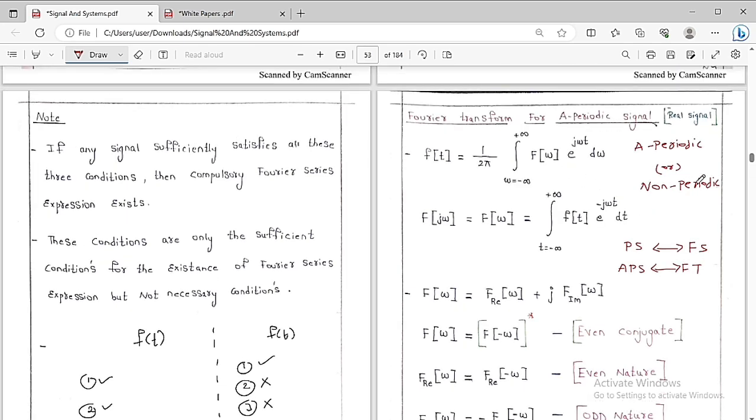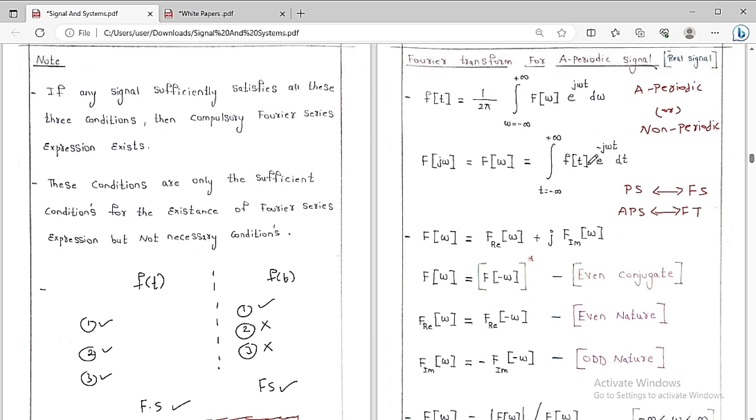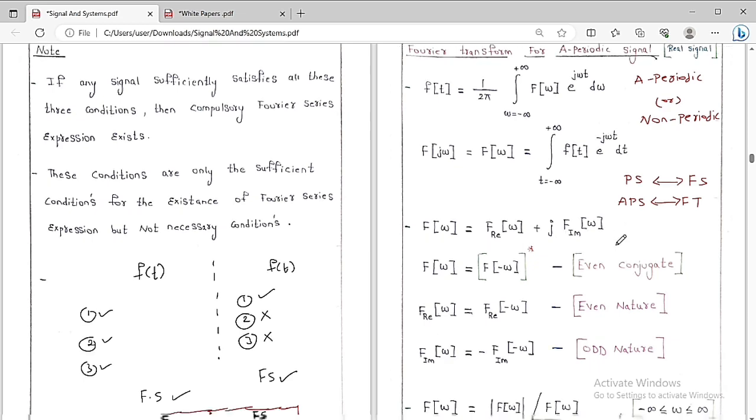Now, if you simplify this Fourier transform, we are going to get a complex number, with a real part as well as an imaginary part. So F of omega is equal to the real part of omega plus j times the imaginary part of omega. Because you get a complex number, there will be real as well as imaginary terms.